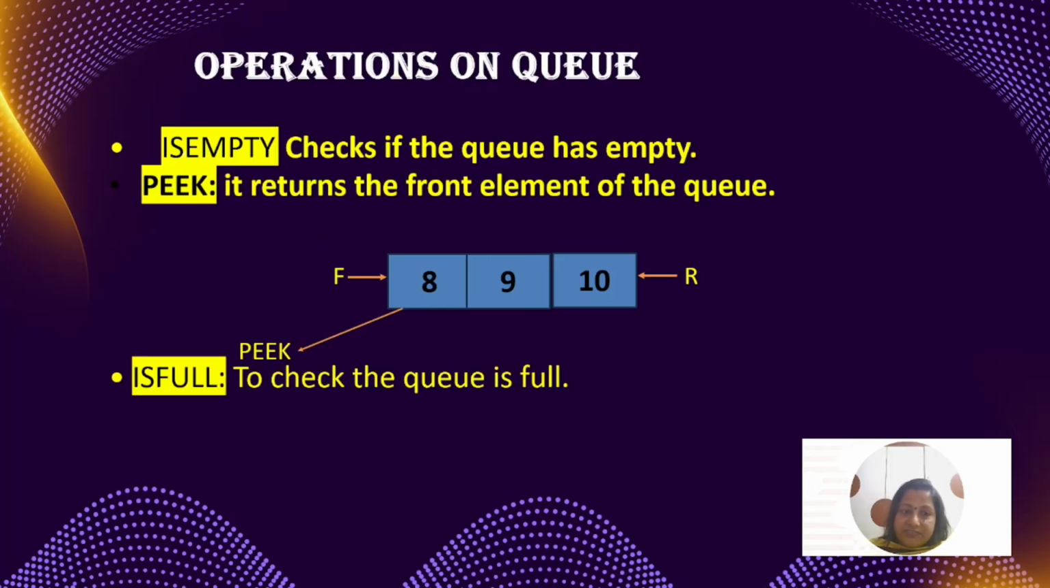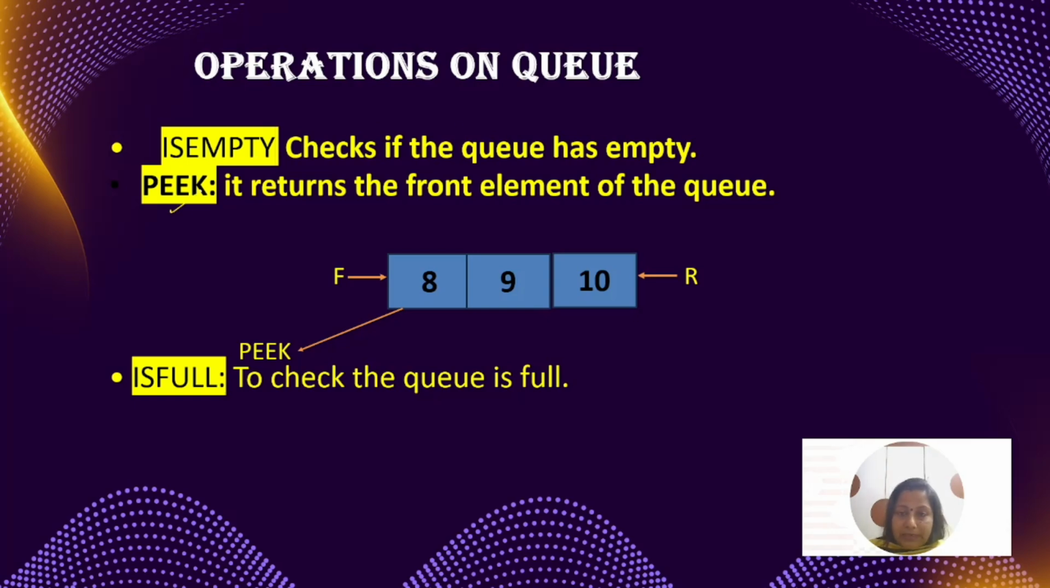Next one is is empty. What is the meaning of is empty? It will check whether the queue is empty. Why do you want to check whether the queue is empty? When you want to DQ, that time you have to check whether the queue is empty or not. Okay, during that situation, you have to check that.